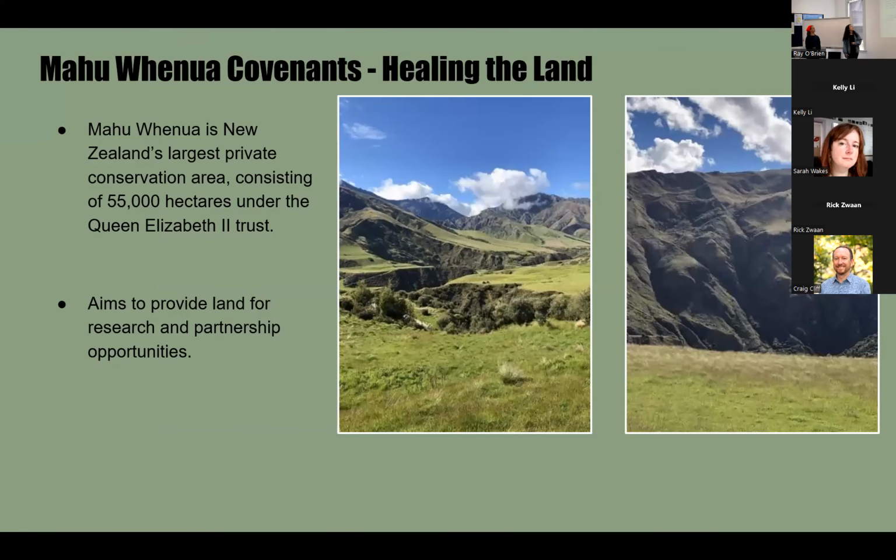So where we did this work is a large bit of private land, Mahu Whenua, around the Wanaka area. It is New Zealand's largest private conservation area, about 55,000 hectares under the Q2 Trust. So all this land is protected. Some of it is still being farmed for the owner, I believe, but a lot of it is land that's being left alone to regenerate on its own, which is great.